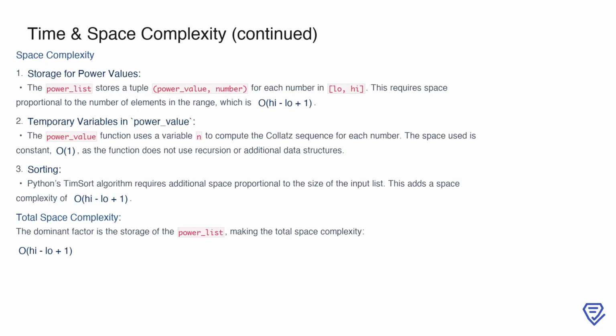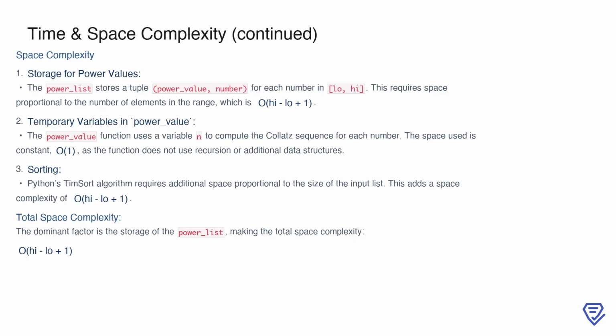Now let's analyze the space complexity. The primary storage requirement comes from the power_list, which holds a tuple (power_value, number) for each number in the range [low, high]. The space required for this list is proportional to the number of elements in the range, which is O(high - low + 1).